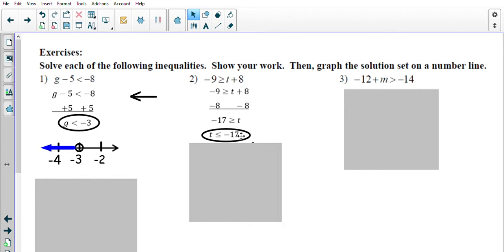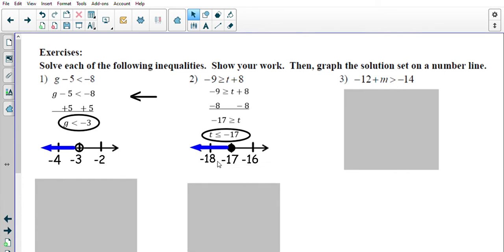The majority of students who don't will graph it wrong. So, 3 numbers on our number line. I've got negative 18, negative 17, negative 16, smallest to largest, left to right. Closed circle this time though, because it's equal to negative 17. We're going to shade to the left again because it's the less than or equal to symbol. So less than is shaded to the left. Remember, we have to have a meaning of these inequality symbols.